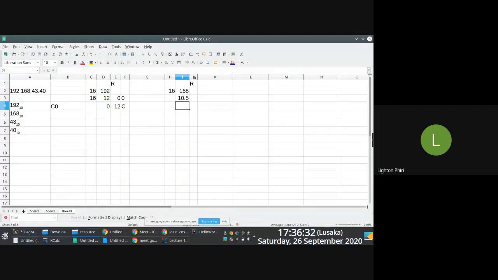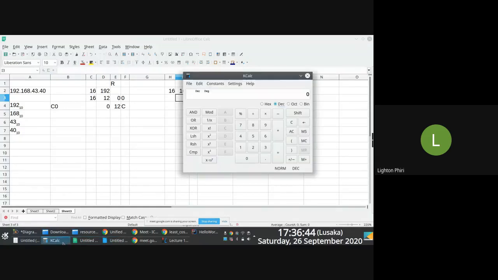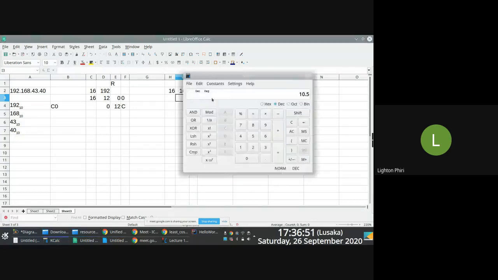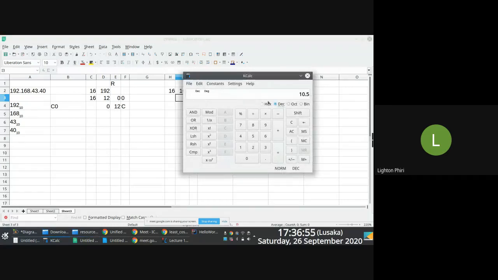Right, so 10.5, and if we use the method that Sinyangwe taught us, the answer here is... let's do this the right way. 168 divided by 16 is 10. Remainder, what is the remainder? 0.5, right? 0.5 times 16 is what we're interested in.